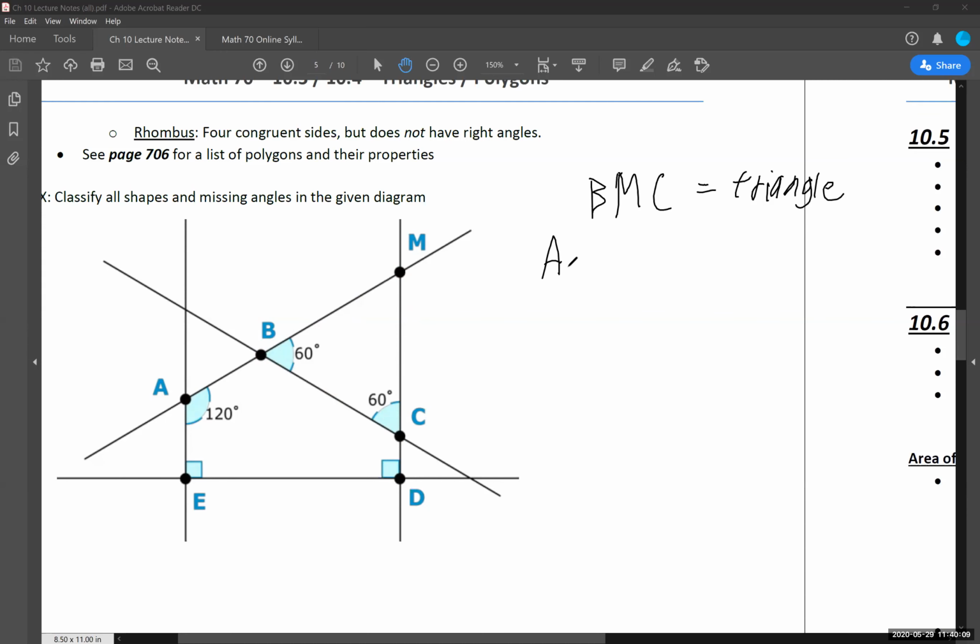A, M, D, E. That's points A, M, D, and E. And they all connect together. So if we're looking at this, okay, it's got 4 sides to it.